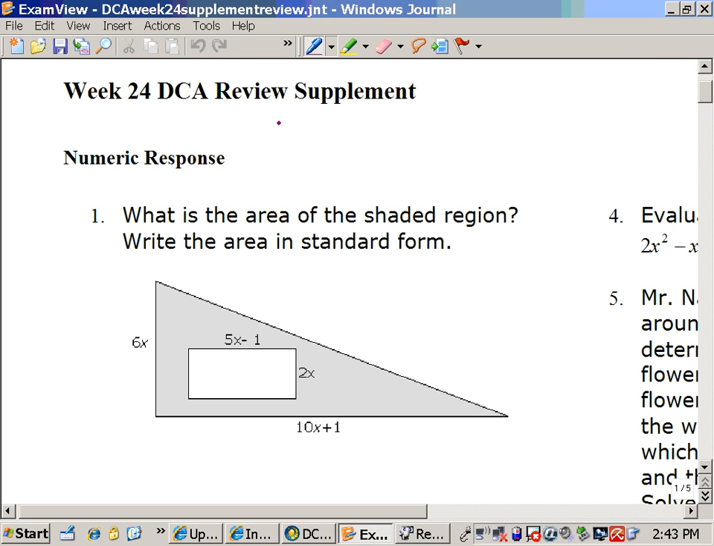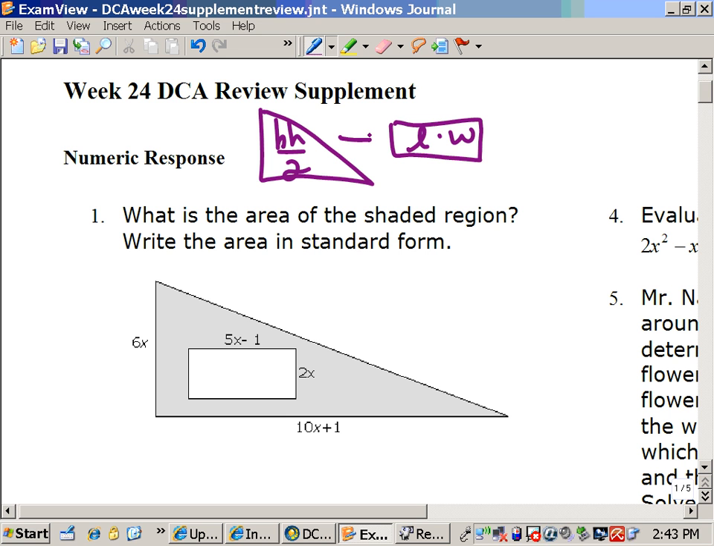So we're going to have to take the triangle that's listed, find the area of the triangle. That is base times height divided by 2. Then we're going to have to take the area of the rectangle, which is length times width, and then subtract the solutions to those two. All right, so first thing I'm going to do is find the area of the triangle.